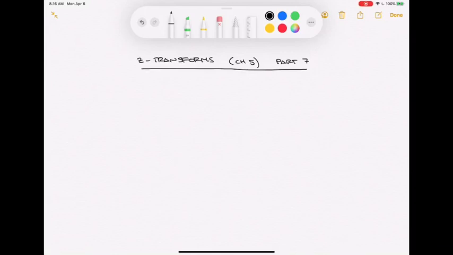Okay, this will be the 7th lecture on Z-transforms, all coming out of Chapter 5. Today we're just going to talk about frequency domain interpretation of the transfer function H(z), as well as start looking at frequency response for discrete time systems.